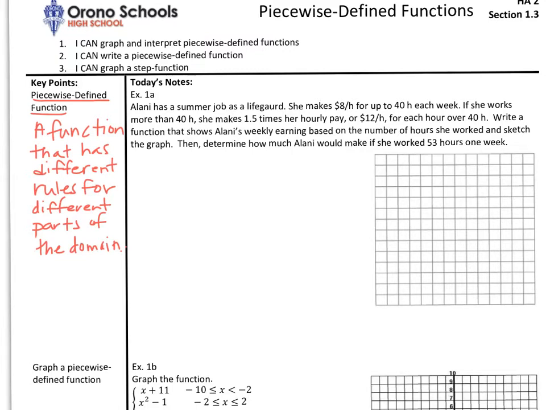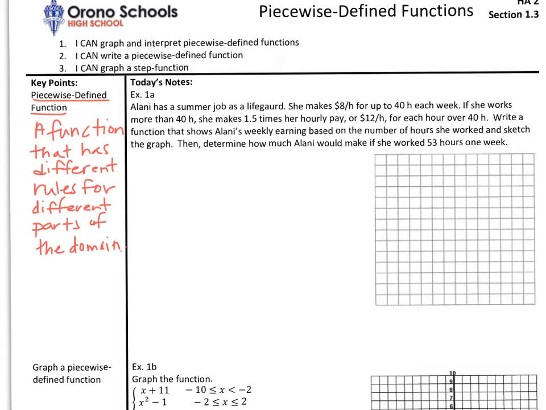Here's a word problem that applies a piecewise defined function. Alani has a summer job as a lifeguard. She makes $8 an hour for up to 40 hours per week. If she works more than 40 hours, she makes 1.5 times her hourly pay, or $12 an hour, for each of those hours over 40. Write a function that shows Alani's weekly earning based on the number of hours she worked, and then sketch a graph. Determine how much she would make if she works 53 hours in a week.